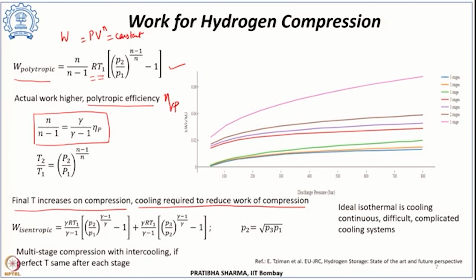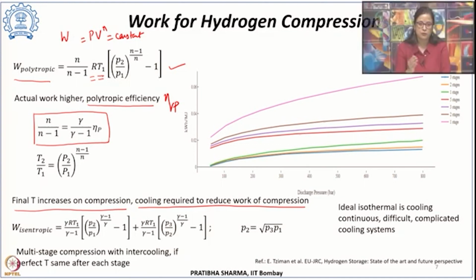Now, ideally what is required is, as we know, the isothermal process. If we make the process completely isothermal, an ideal isothermal process is very difficult to attain. The reason being, in an ideal isothermal process we remove the heat from the gas during the compression process at the same rate as it is being produced in the process, or we consider that the temperature is uniform throughout the compression.